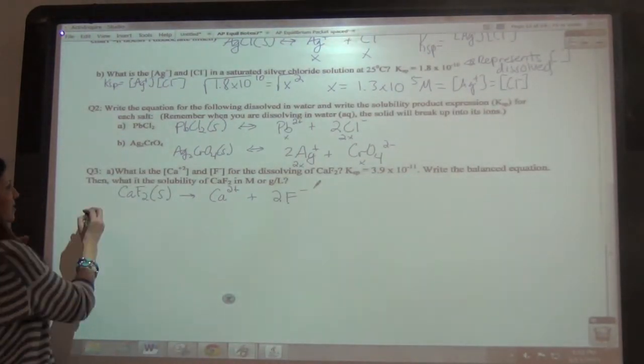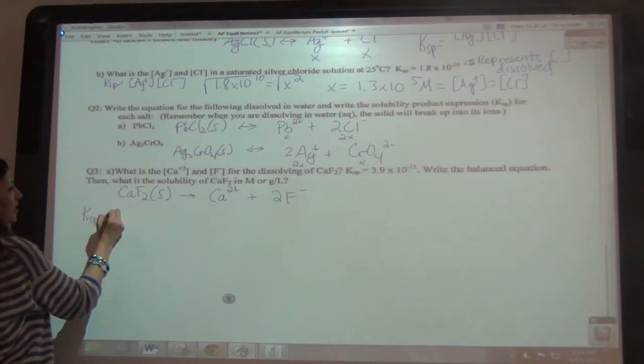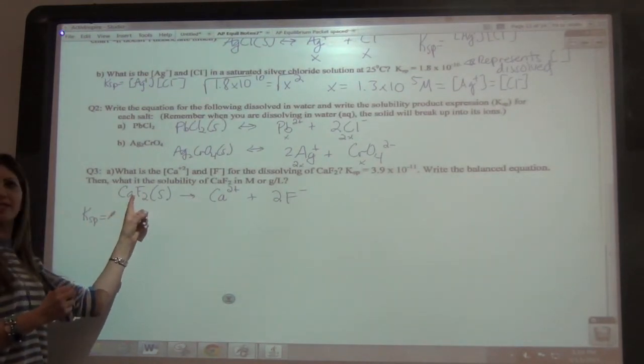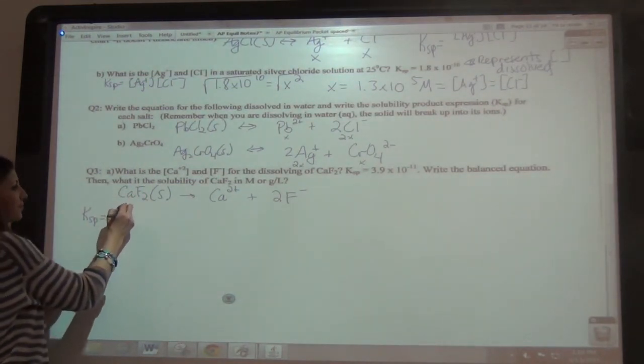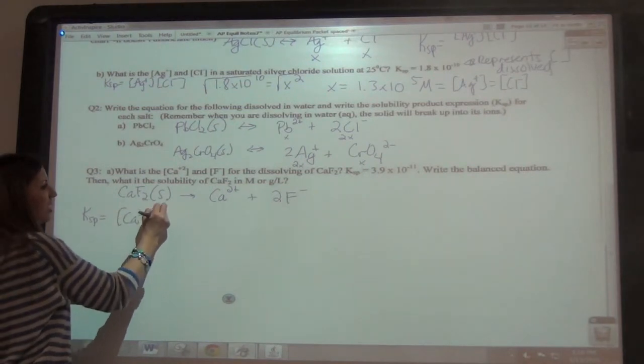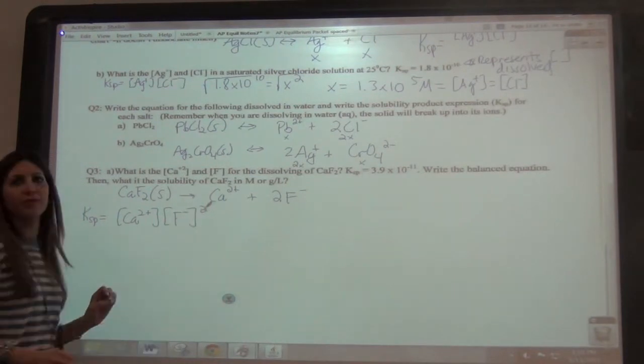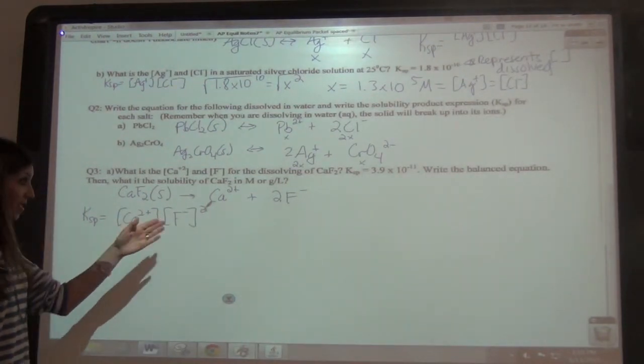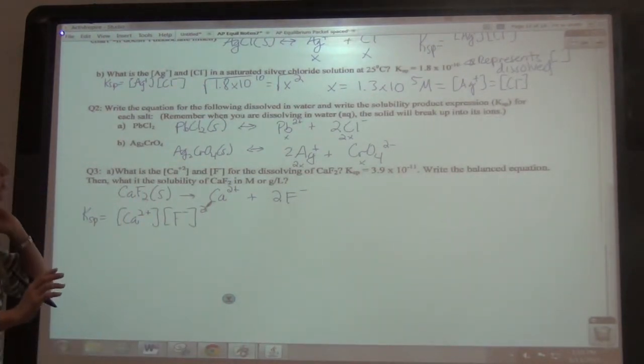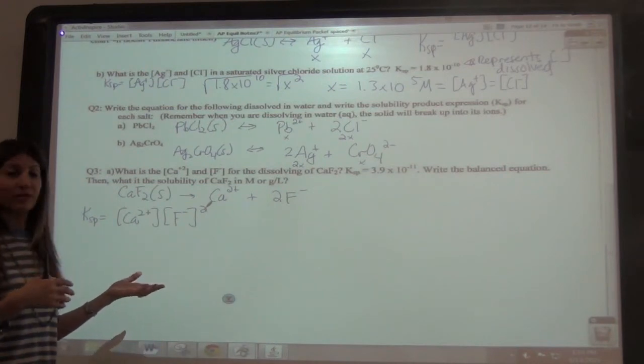So then let's write our expression. Ksp is equal to, remember we're going to leave out the solid, so what is our Ksp equal to? Ca2 plus times F minus squared. We're not using X right now, okay, we're just saying the F minus squared. So same as what we did before, right?